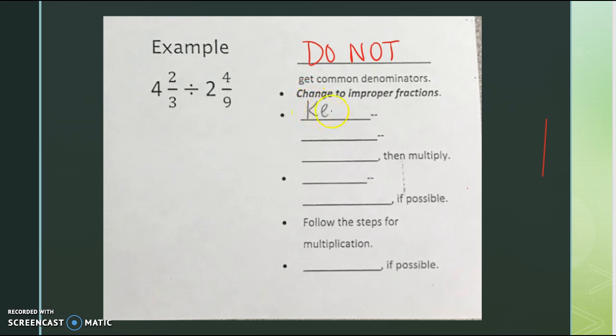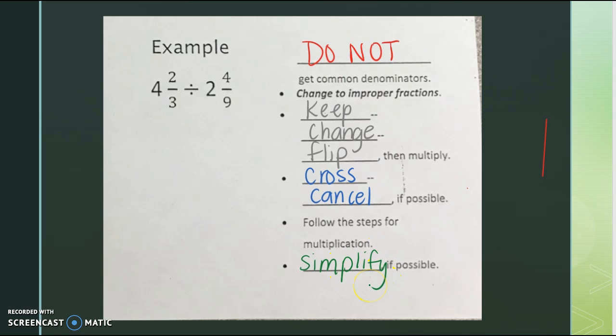Then we do keep, change, flip, and we are ready to multiply. So again, now that we've gotten to this step, we want to look to see if we can cross cancel, if that is possible. Follow the steps for multiplication. So once we've cross canceled, we multiply numerator times numerator, denominator times denominator. And then lastly, we want to simplify if that is possible. So simplifying also brings in changing our improper fractions into mixed numbers.